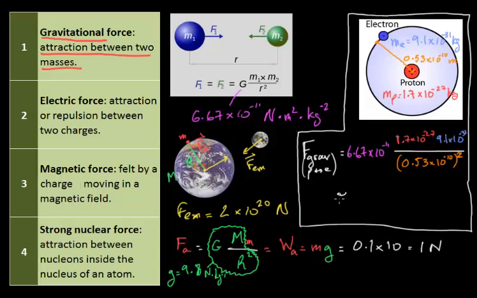And when we plug this in our calculator, we find a force of approximately 3.7 times 10 to the minus 47 newtons. And this is a tiny force. You'll actually realize when we talk about the electric force next that this is negligible compared to the electric force of attraction between the electron and the proton.